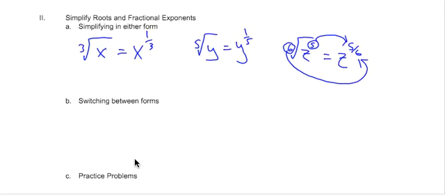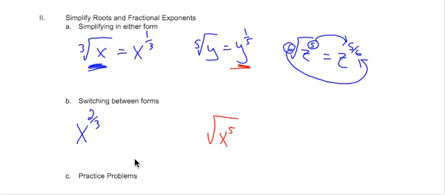So let's just try 2 quick problems. Try converting x to the 2/3 into root form, okay? So try writing it like this. And then try writing, let's actually make it kind of a tough one, the square root of x to the 5th. Try converting that into an exponent form, so writing it like this. Try doing both of those, pause, and then come back.